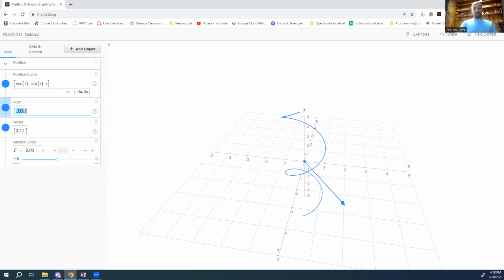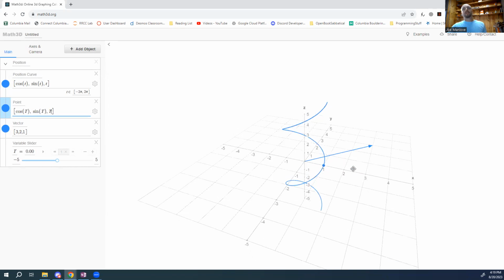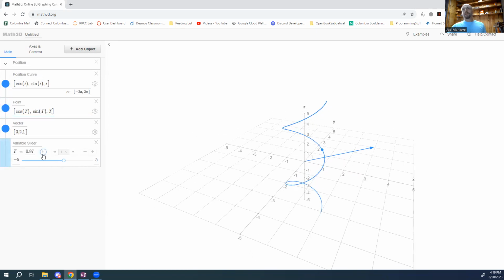So into my point, I'm going to put cosine of capital T, sine of capital T, and capital T. See how that point jumped from the origin out onto this curve? Now if I run my variable slider, I'll see that point wrap around my position curve. You can see it making its way through there. I'm going to send it from minus 2 pi to 2 pi, so it covers the same thing here. I'm getting those values out of the t's in my position curve.